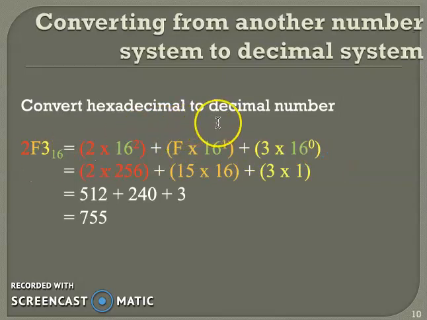Converting from a hexadecimal to a decimal number system. Again, writing it in expanded notation: 3 times 16 to the power 0, F times 16 to the power 1, 2 times 16 squared. 16 squared is 256, 256 times 2 is 512. F is represented as 15, 15 times 16 is 240, 16 to the power 0 is 1, 3 times 1 is 3. Add that up, 755.